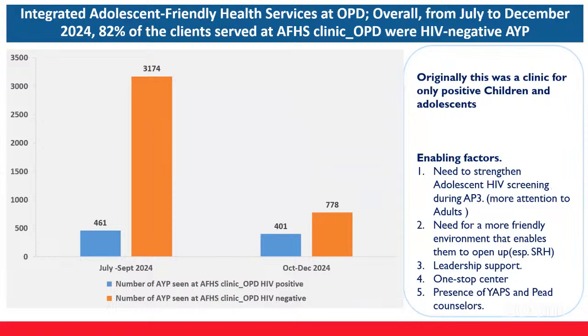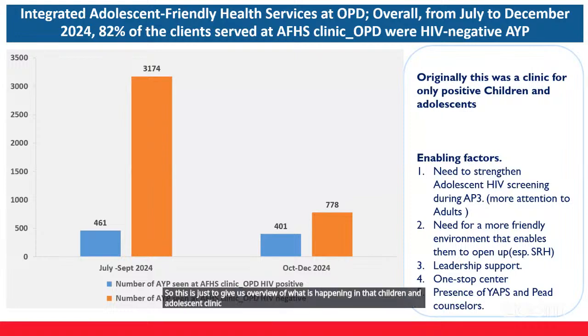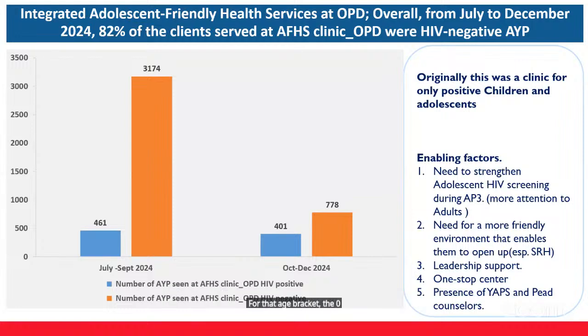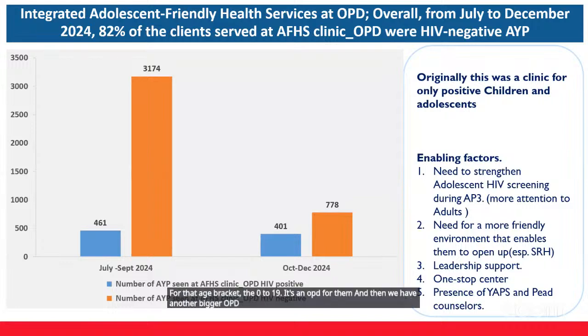So this is just to give us an overview of what is happening in that children and adolescent clinic, that we are seeing both positive and negative children in the same clinic, which is an OPD for that age bracket, the 0 to 19. It's an OPD for them. And then we have another bigger OPD section for the adult clients.